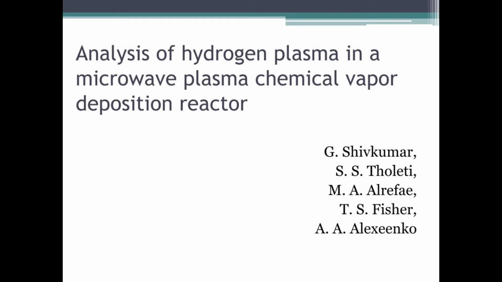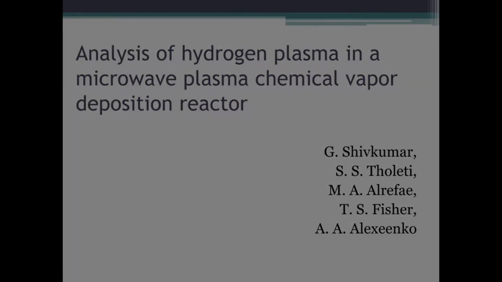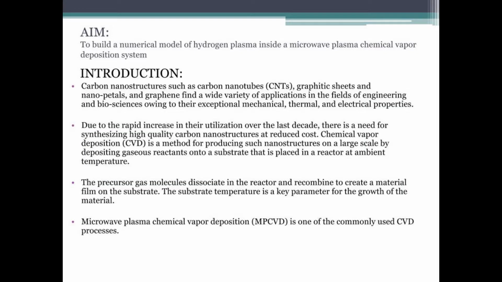Now coming to the analysis of hydrogen plasma in a microwave plasma chemical vapor deposition reactor. The basic aim of this analysis is to build a numerical model of hydrogen plasma inside a microwave plasma chemical vapor deposition system. As we know, the use of carbon nanostructures such as CNTs and graphite sheets is growing day by day, and so is the demand for their availability at cheaper rates. These materials are used in the fields of engineering and biosciences because of their suitable mechanical, thermal and electrical properties, so there is a need for synthesizing high quality carbon nanostructures.